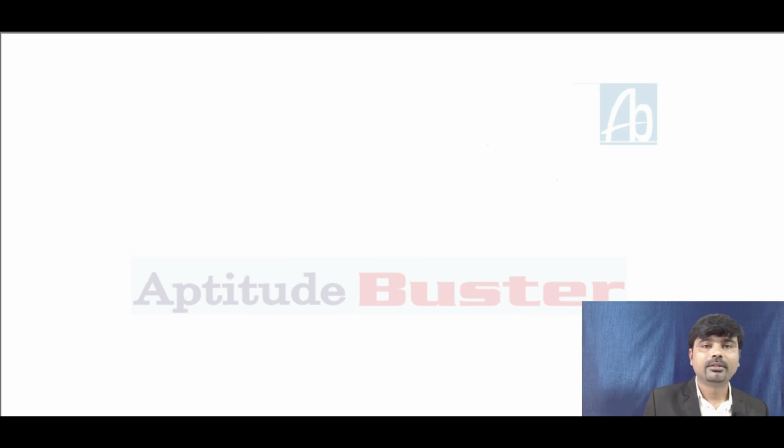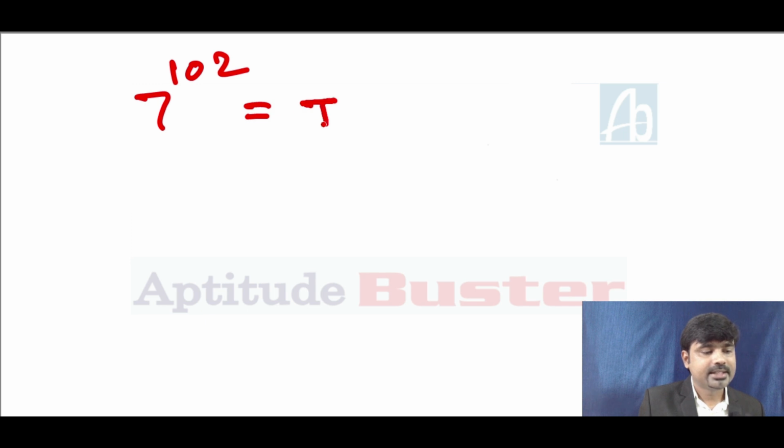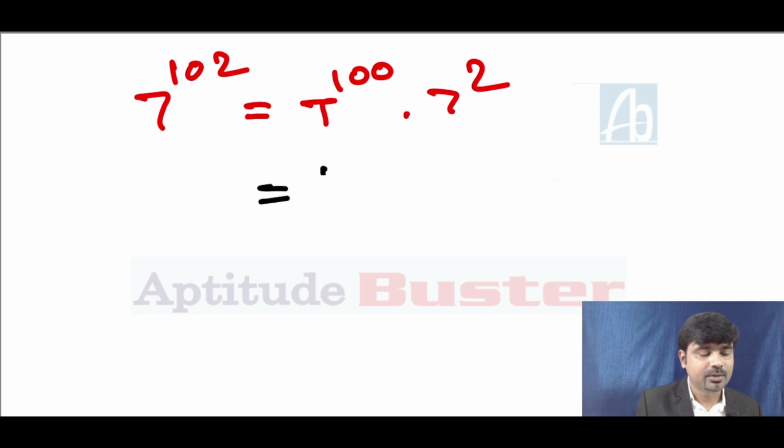Next, I'll explain for 7. 7 power 102, what's the unit space? 7 power 102 can be written as 7 power 100 into 7 square. 7 power 100 unit space is 1. 7 square value is 49. 1 into 49, the unit space will be 9.